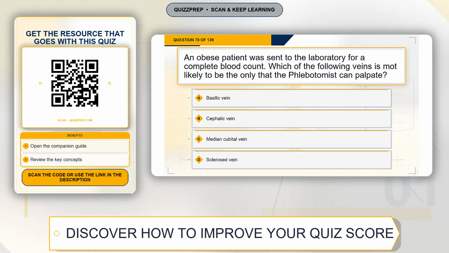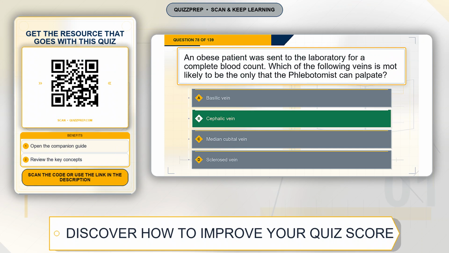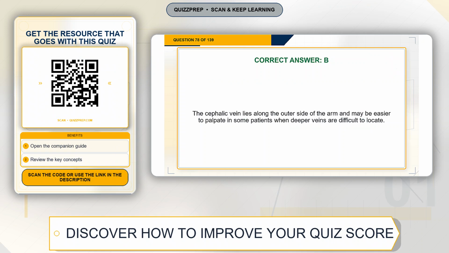Question 78. An obese patient was sent to the laboratory for a complete blood count. Which of the following veins is MOST likely to be the only one that the phlebotomist can palpate? Option A, basilic vein. Option B, cephalic vein. Option C, median cubital vein. Option D, sclerosed vein. The correct answer is option B, cephalic vein. Explanation. The cephalic vein lies along the outer side of the arm and may be easier to palpate in some patients when deeper veins are difficult to locate.